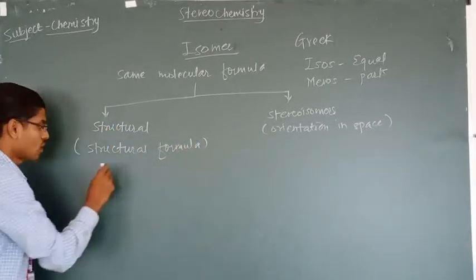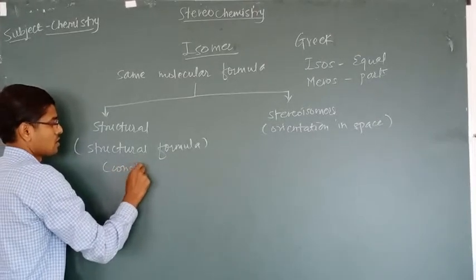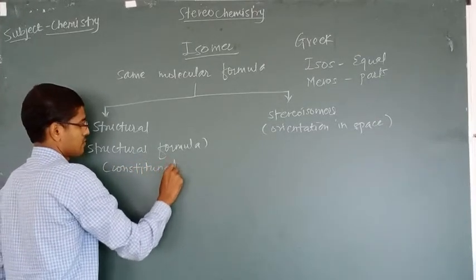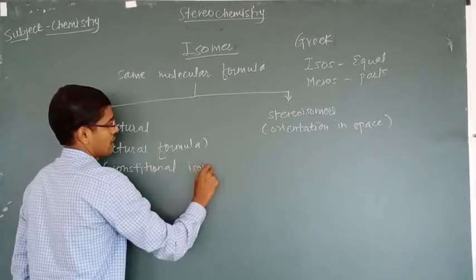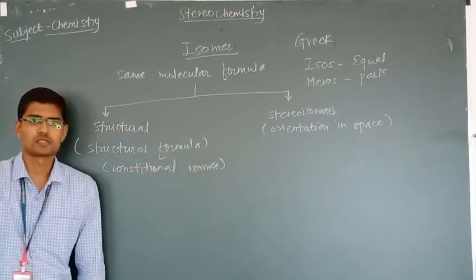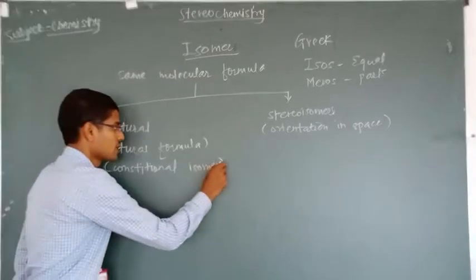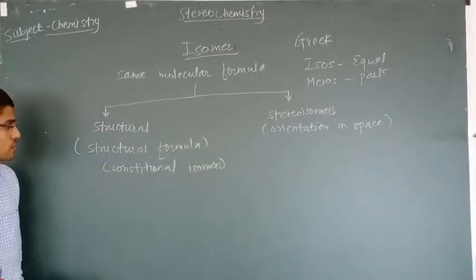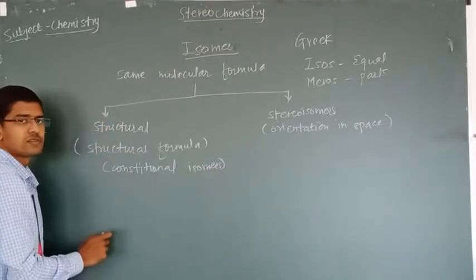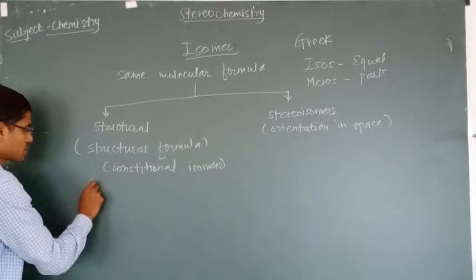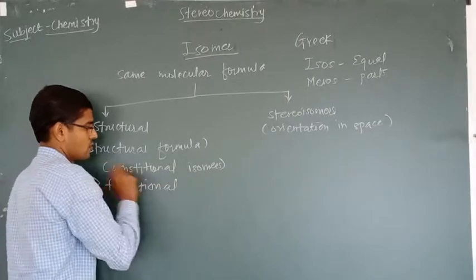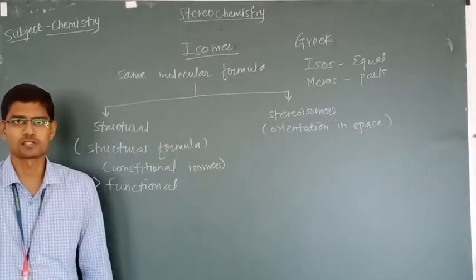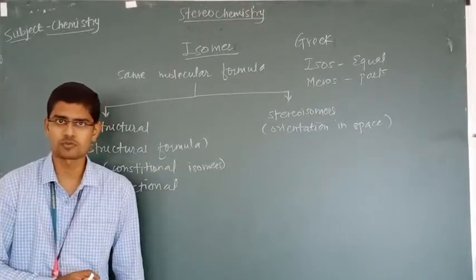It is also called constitutional isomers. There are 4 to 5 types of constitutional isomers. Let's see what the types of structural isomers are. The first one is functional structural isomers. What are functional structural isomers?